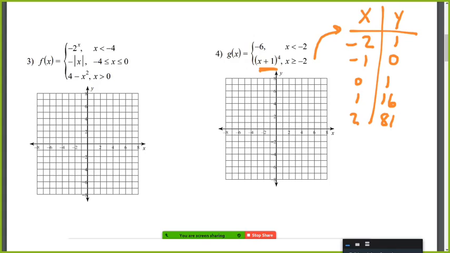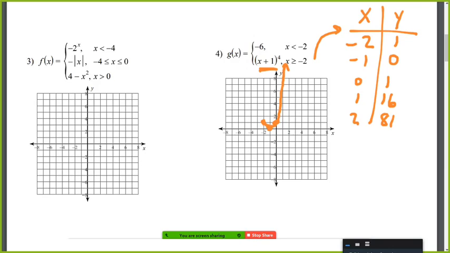But I'm going to graph -2, comma 1. And then -1, comma 0. And then 0, comma 1. And then 1, comma 16, right? It's going to be somewhere up here. So that's a closed circle right there.